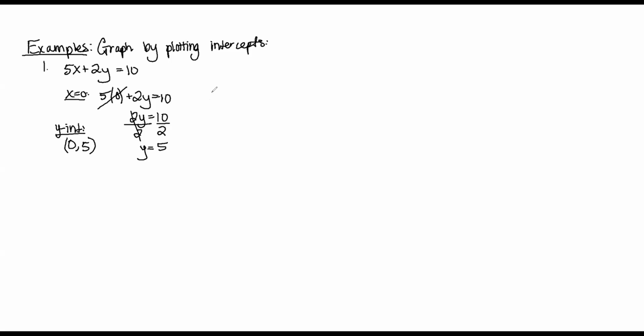All right, let's go ahead and find the x-intercept, plugging in y equals 0. So 5x plus 2 times 0 equals 10. 2 times 0 is 0, that goes away. So we're left with 5x equals 10. Divide both sides by 5, and we get x equals 2. So our x-intercept is 2, 0.